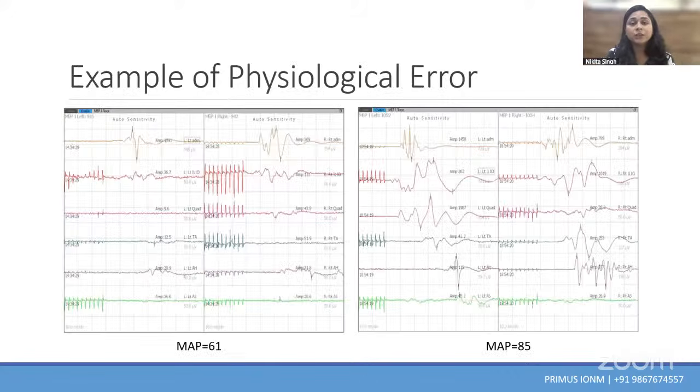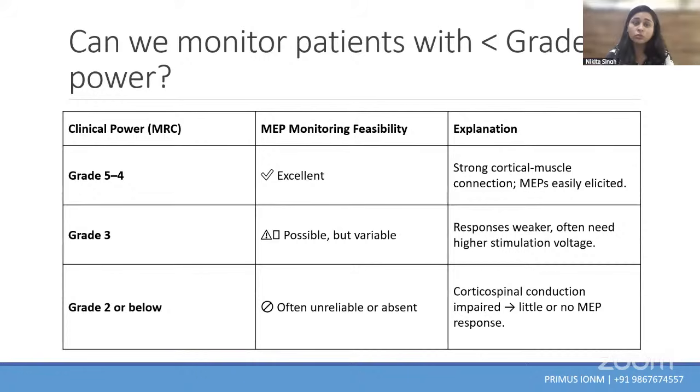Now, these are examples of physiological monitoring. In the first image, you can see a clear drop in MEP responses due to a drop in mean arterial pressure. But in the second image, once the mean arterial pressure is restored, you can see very good MEP responses, which are as good as the baseline. So the very important question here is, can we monitor patients with grade 3 power?